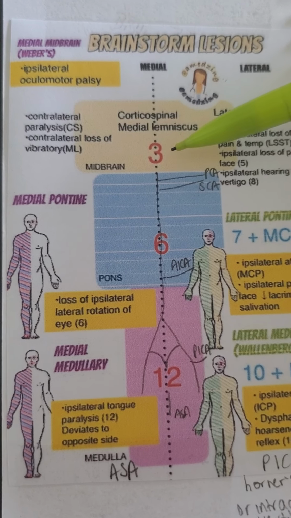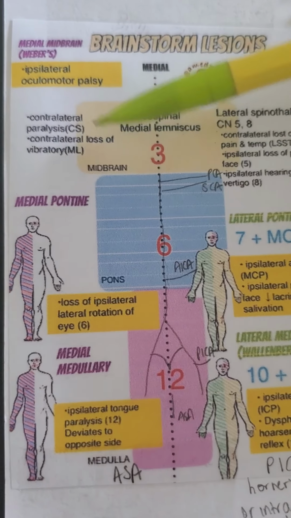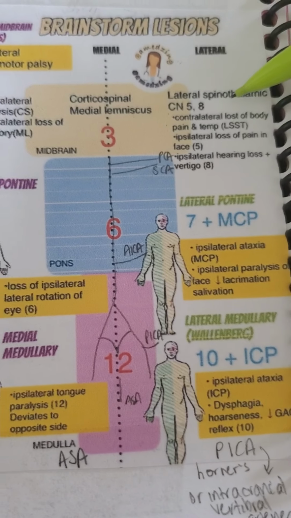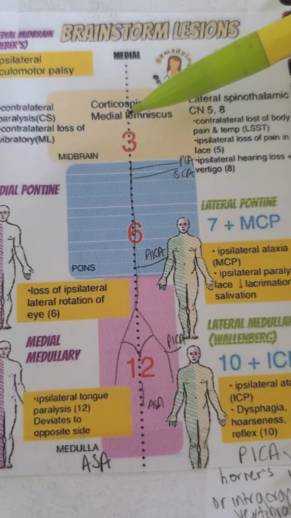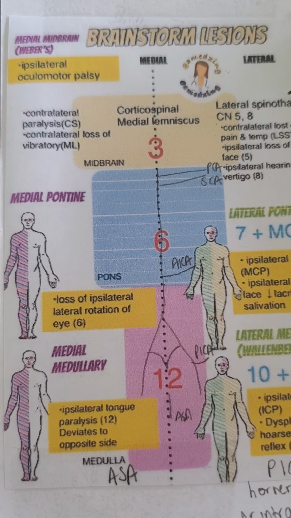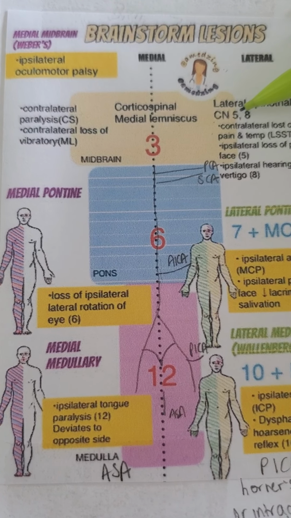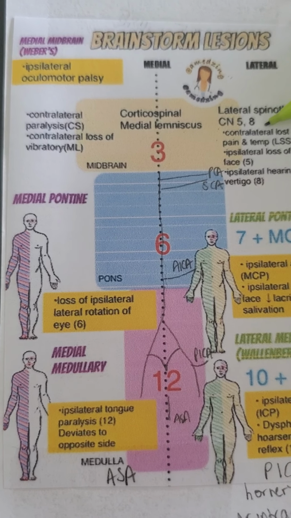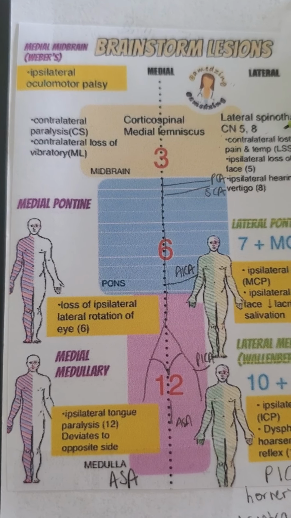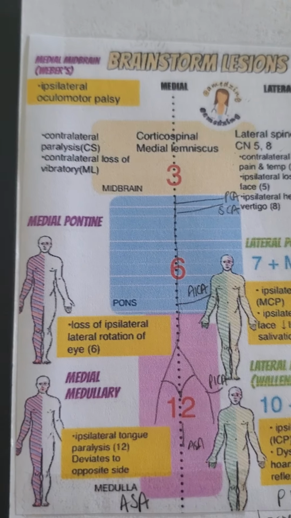Whereas if there is also a cranial nerve 3 lesion, like we just said, and then they were talking about, instead of corticospinal and medial lemniscus, they said that the patient has contralateral loss of pain and temperature, but ipsilateral loss of pain and temperature on the face, and they also can't hear on the ipsilateral side, then we know we're talking about a lateral brainstem lesion, right?